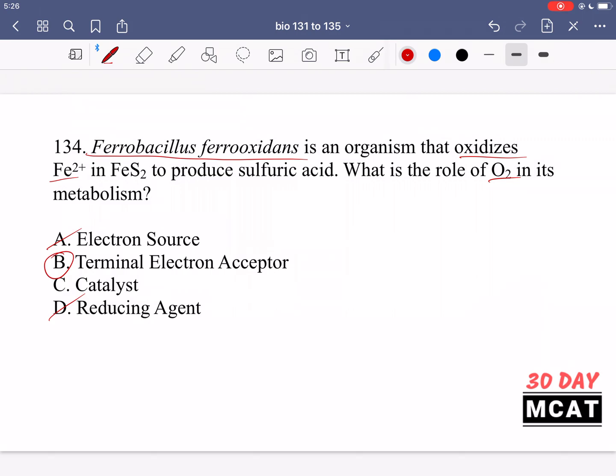It has accepted electrons. Reduction is gain of electrons, and therefore oxygen got reduced, and it acted as an oxidizing agent. And C is incorrect. It's not a catalyst. Oxygen is not some catalytic element in this reaction. What it's being used for is part of a redox reaction, and it itself is something that gets reduced, whereas the iron, we're told, gets oxidized.